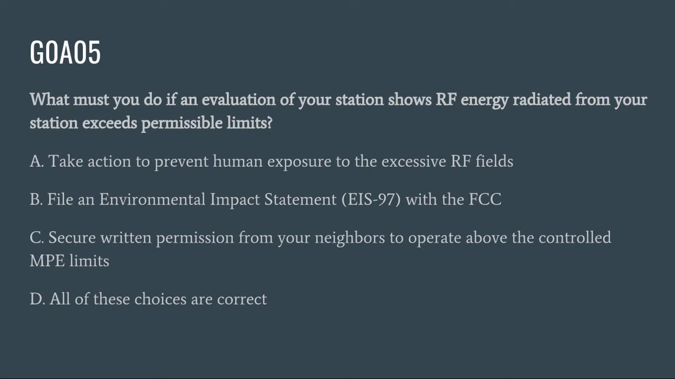G0A05, what must you do if an evaluation of your station shows RF energy radiated from your station exceeds permissible limits? A, take action to prevent human exposure to the excessive RF fields. B, file an environmental impact statement, EIS 97, with the FCC. C, secure written permission from your neighbors to operate above the controlled MPE limits. Or D, all of these choices are correct. Answer here is going to be A, take action to prevent human exposure to the excessive RF fields.